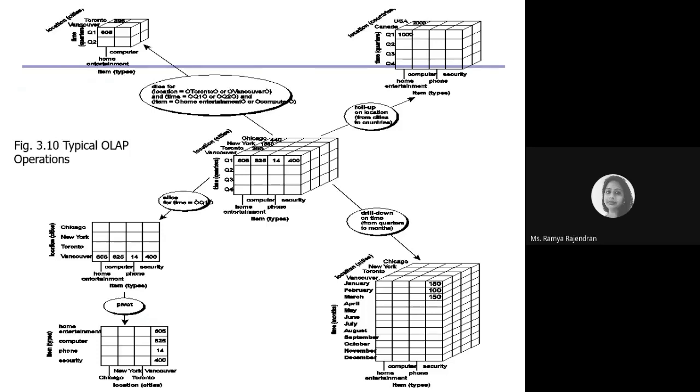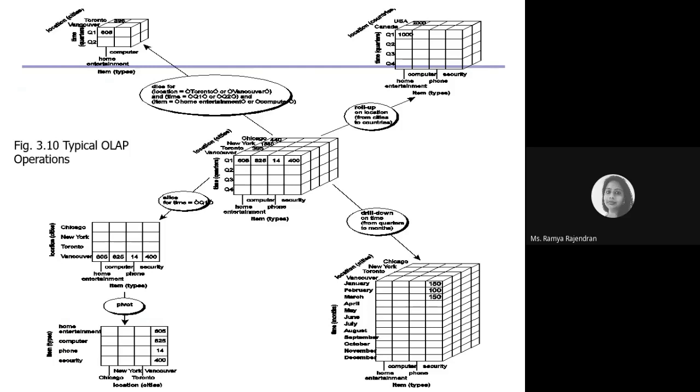Okay, so here you're trying to roll up. Here you have information for Chicago, New York, Toronto, and Vancouver, but these are cities in the US and Canada. So you just want to combine these things. So you're rolling up, so we have only 2 rows, only for US and Canada, not city wise.